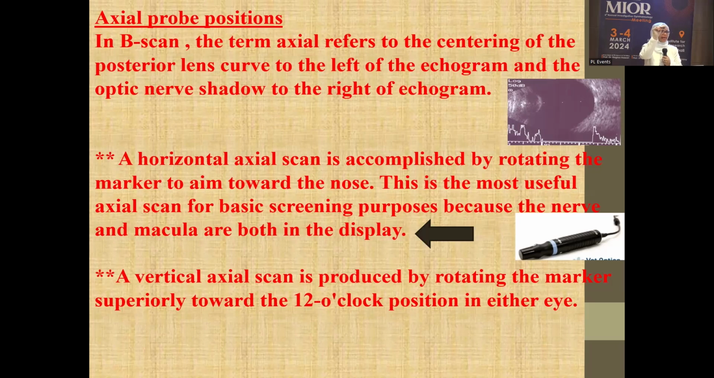So when you are taking an axial position, your photograph should include the center of the lens and the optic nerve, okay? What about if it is axial vertical or axial horizontal? When this arrow is nasal, this means that this position is axial horizontal. Why? Because the arrow is nasal or temporal. I prefer it to be nasal, and there are actually many schools for sonar.